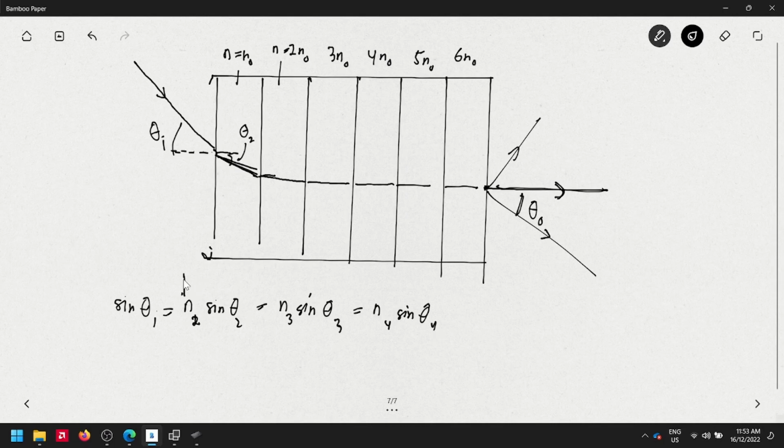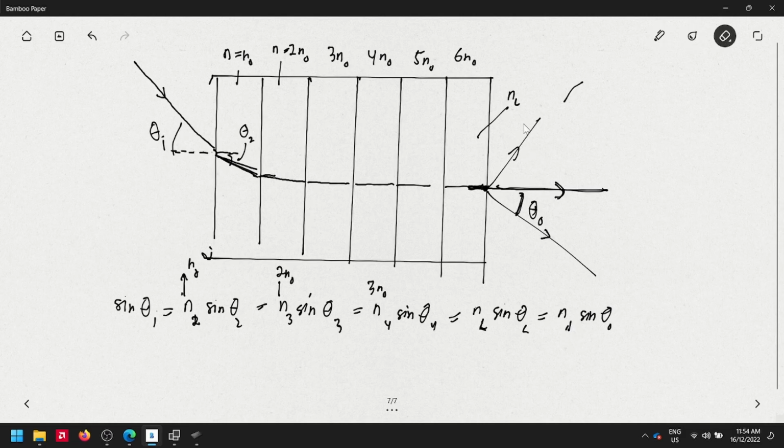Regardless of the index of refraction in the middle, meaning I've got many glass slabs in the middle, so it could be this one is N0, this one is 2 N0, this is 3 N0. But when it reaches here, this is my last one. This is NL. I put sub L because the last one, L means last. This is NL sine theta L, the incident angle here, should be equal to, because here is the vacuum, N1 sine theta out. This is theta out. So this N1 is basically vacuum, because here is vacuum. This is vacuum as well.